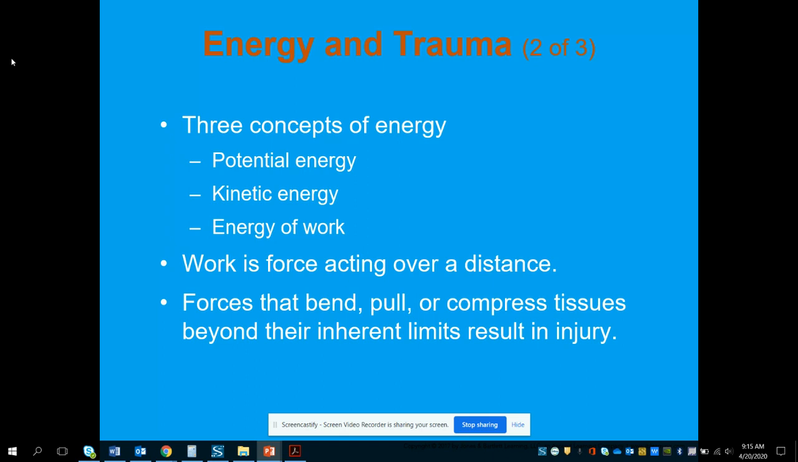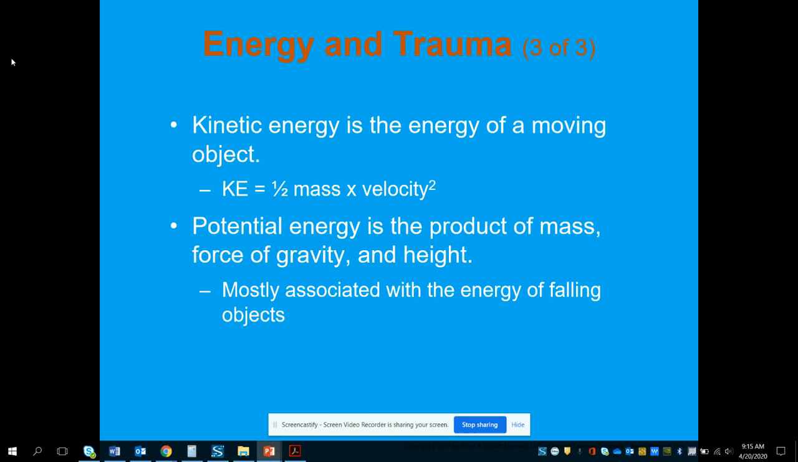So there are three concepts of energy. That's potential energy, kinetic energy, and the energy of work. Work is the force acting over a distance. And so these forces that bend, pull, or compress tissues beyond their inherent limits result in injury. So that means I could compress your arm and it maybe causes you a little discomfort, but your body can still tolerate it. Once you go past their limits, that's where the injury is going to occur. That's where tissue is going to break. That's where bones are going to break. That's where we start talking about potential damage.